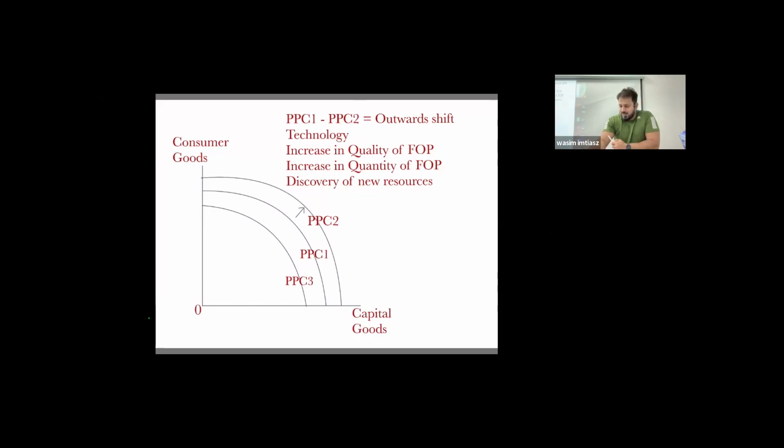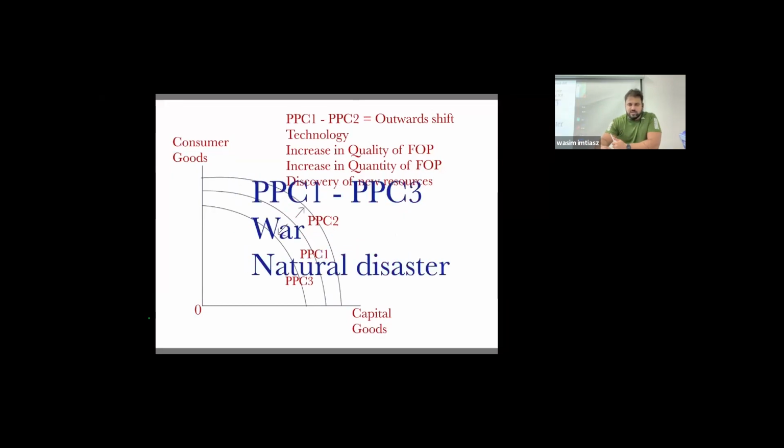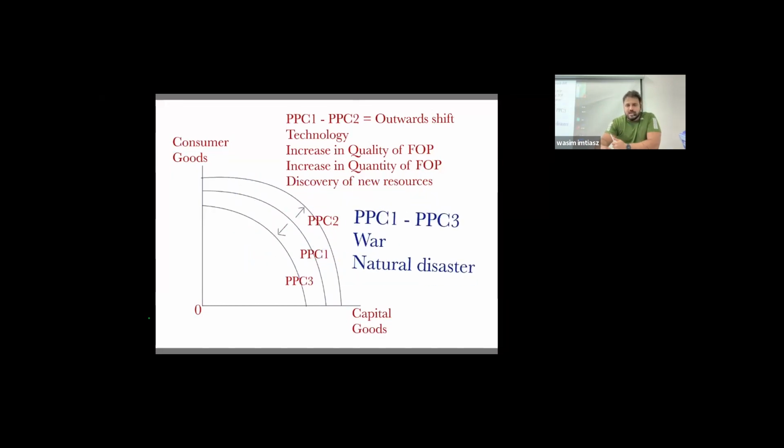Okay, fine. So, for example, what I'm going to say is the PPC can shift inside due to 2 reasons. What's that? War and what's the other one? Natural disaster. Look at the board here. In all of them, the PPC will shift inside, from PPC 1 to PPC 3. What is that? Natural disaster and war. Is that clear? Those are the only 2 reasons.